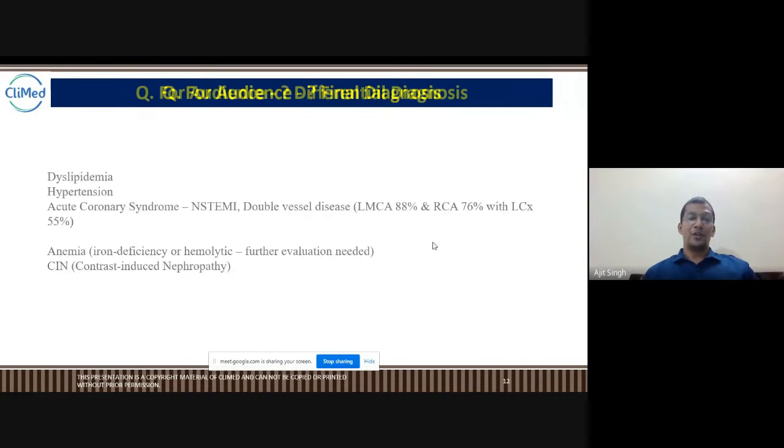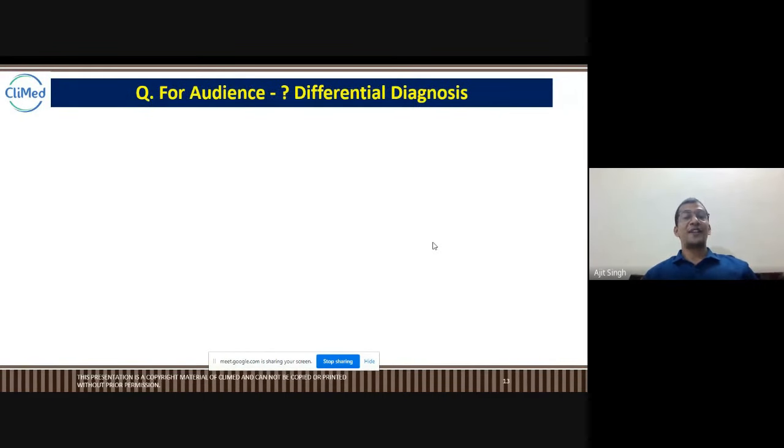Okay. Now, what could be the differential diagnosis in the patient? In the beginning, suppose it is not anastomy, what could be the differential diagnosis for this patient, guys? Differential diagnosis means the other diseases or conditions which mimic the symptoms of the main problem. So for that, you have to go for proper diagnosis.